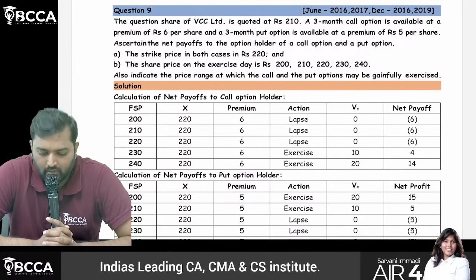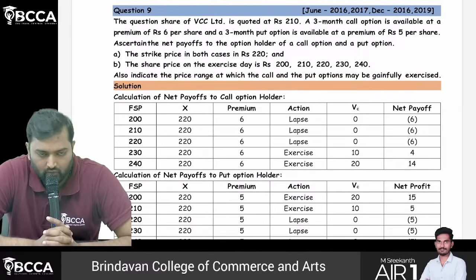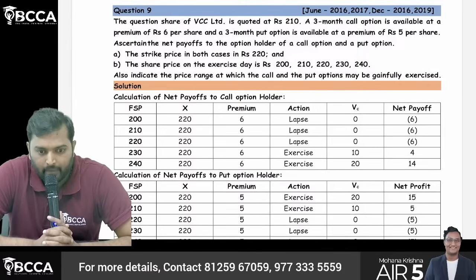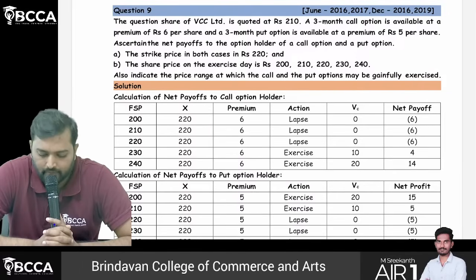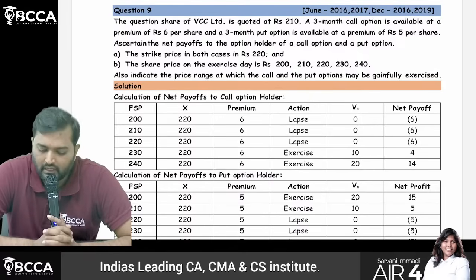The strike price in both the cases is rupees 220, and the share price on the exercise day is rupees 200, 210, 220, 230, 240. Also indicate the price range at which the call and the put option may be gainfully exercised. Gainfully exercised. So what is the strike price in both the cases? 220. Call option and put option, 220. So 5 scenarios are given.